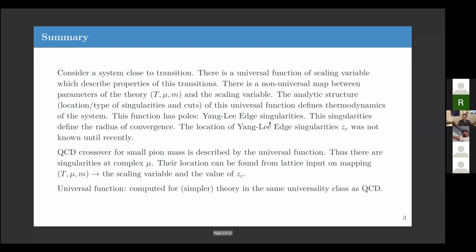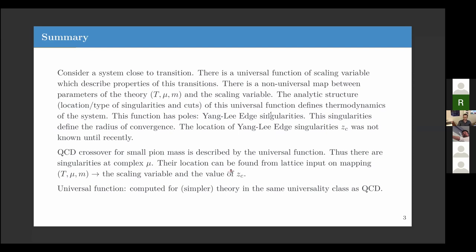Okay, the location of the Yang-Lee singularities, although universal, actually was not known until recently. And in this talk, I will report for the first time on their location. So QCD, at least for small pion mass, is described by this universal function. And thus there are singularities in the complex chemical potential plane, and their location can be understood by taking the mapping computed on the lattice for the non-universal parameters and the value of the location of the Yang-Lee singularity, which was found recently.